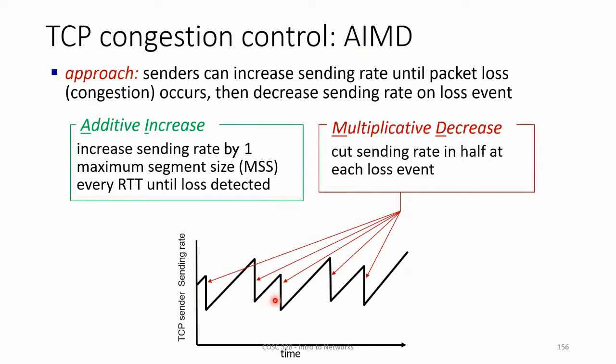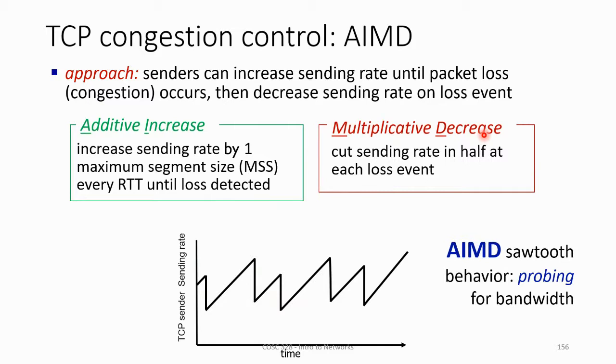And then if a loss happens, it decreases the sending rate in half, like this should be half of this one, and then it goes back again and increases. This is the MD part, multiplicative decrease. This is a sawtooth kind of behavior that you see here. It's basically probing the bandwidth.